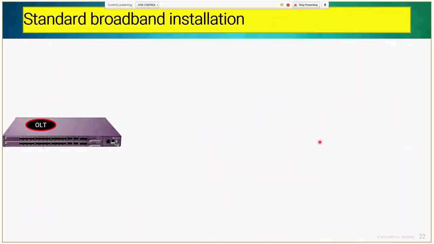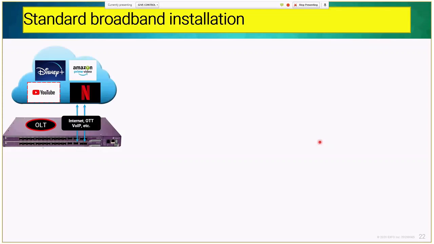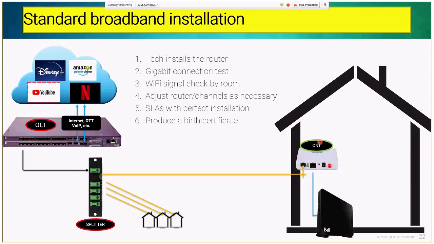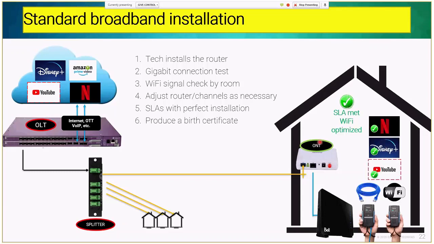So let's go for the standard broadband installation. Just after the installation, you have a signal that comes from the OLT, goes to the splitter, and then the splitter goes to the house, goes to the ONT. First of all, the technician, the engineer, installed the router. It does a gigabit connection test, and then it does a Wi-Fi signal test through the house. So this will allow not only you to know that the ONT is really well installed, but also make sure that the customer is receiving the broadband signal that is contracted from the operator.